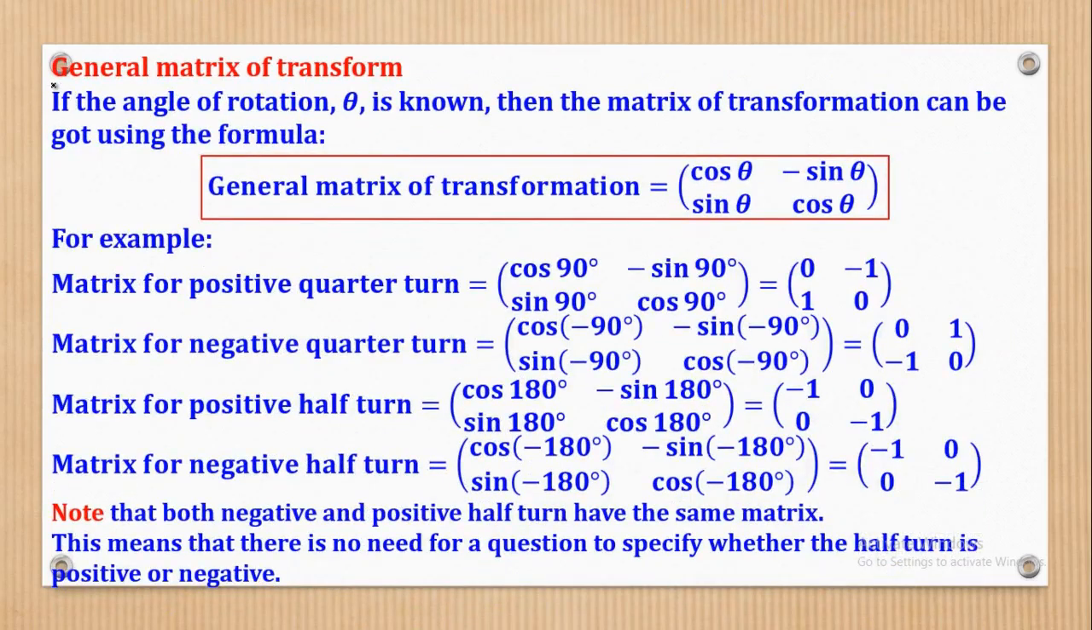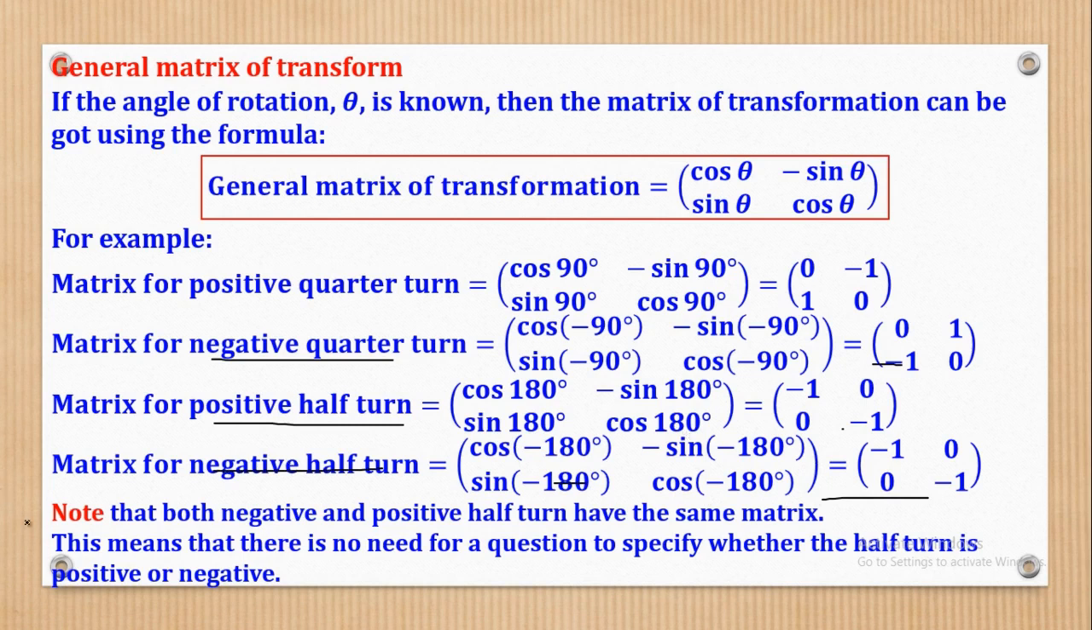Now, without using that graphical approach, we can use the general matrix of transformation. So here, if the angle of rotation is known, then the matrix of transformation can be got using this formula: cos theta, negative sin theta, sin theta, cos theta. For example, for the matrix for positive quarter turn, theta is 90 degrees. Therefore, put 90 degrees where there is theta, and you'll be able to come up with this matrix. Similarly, for negative quarter turn, the angle is negative 90, you come up with this. For positive half turn, the angle will be positive 180 to come up with this. And for negative half turn, the angle will be negative 180 to come up with this.